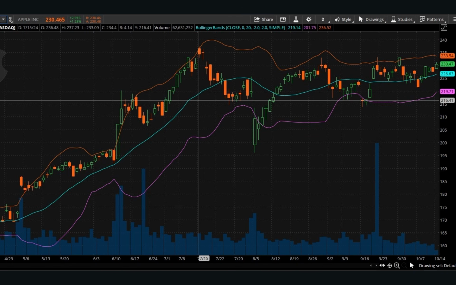So essentially, we will be using the Bollinger Band as a sign of support and resistance. When the stock price is above the middle line, which is the 20-day moving average, it is used as support. And when it is below it, it is used as resistance.